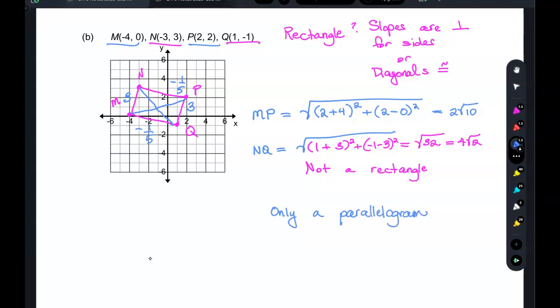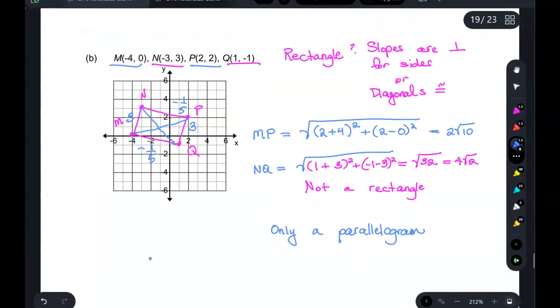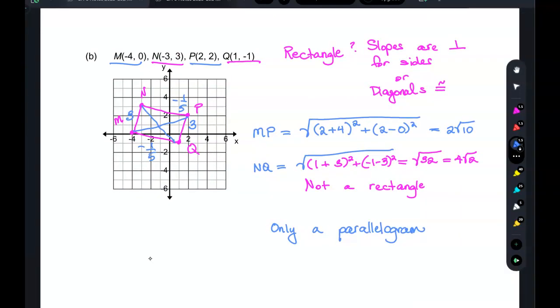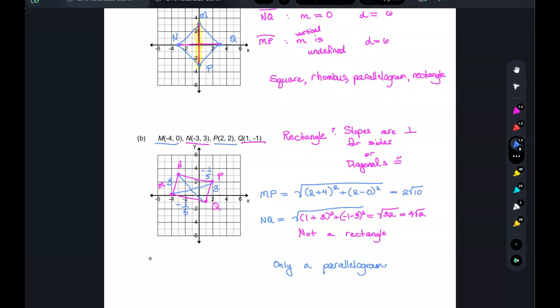Wait. I thought all of those are different parallelograms. They are special types of parallelograms. So it's a parallelogram, but just because it's a parallelogram, is that going to make it a rectangle? No. Is it going to make it a square? No. So this is kind of like the opposite. If it's a square, then it's all of them. Okay.